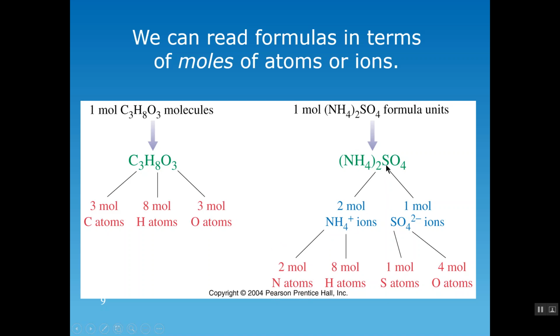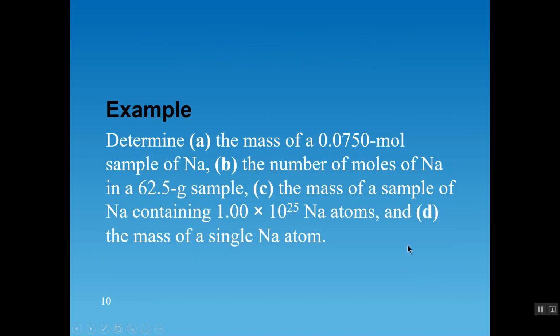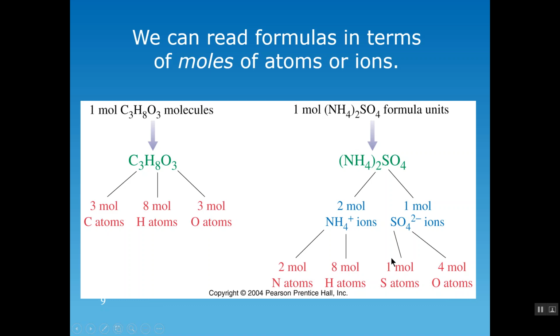And then for the sulfate, for every 1 mole of ammonium sulfate, there's 1 mole of sulfate ions, right? And we can break this down further to separate the sulfur from the oxygens. So therefore, 1 mole of sulfur would be present for every 1 mole of sulfate, and 4 moles of oxygen would be present for 1 mole of the same sulfate, all right?